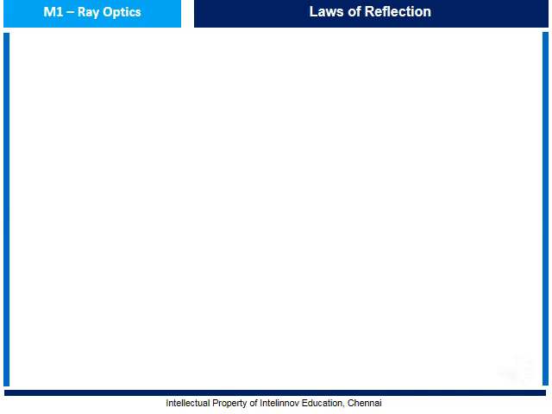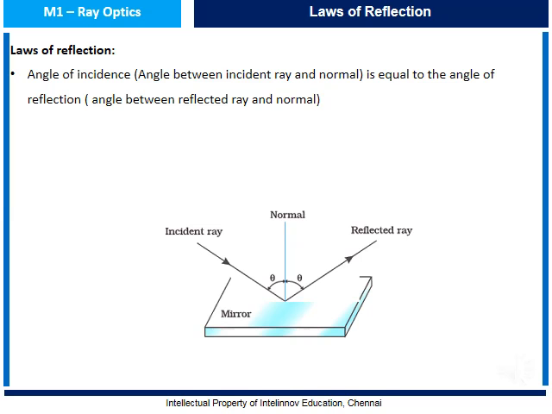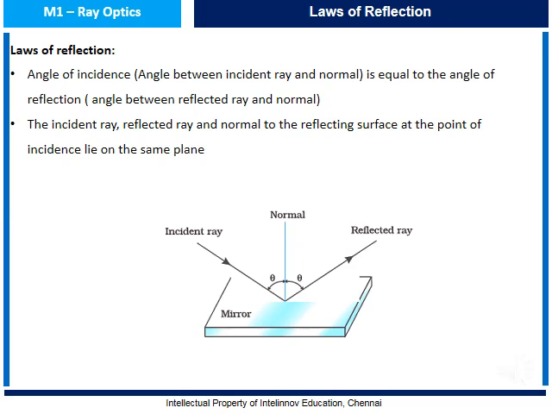Now let us get a quick refresh of laws of reflection. We know angle of incidence, that is angle between incident ray and the normal to the surface, is equal to the angle of reflection, that is angle between the reflected ray and the normal. Also the second law is the incident ray, reflected ray and normal to the reflecting surface at the point of incidence all lie on the same plane.